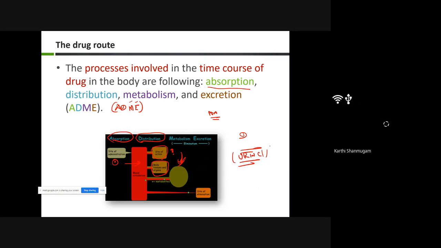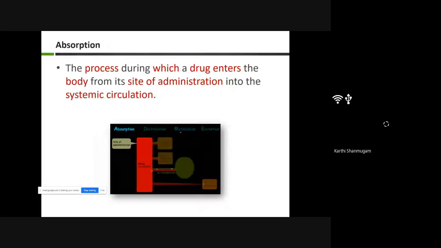So these are the four important parameters which are studied under pharmacokinetics. Here I have given the definition for each as per the textbook. What is absorption? Absorption is the process during which a drug enters the body from its site of administration into the systemic circulation. This is what I exactly said. The movement of the drug molecule from the site of administration to the general circulation or systemic circulation is the definition of absorption.